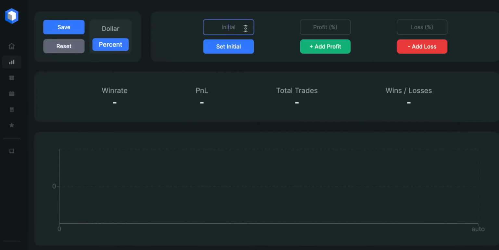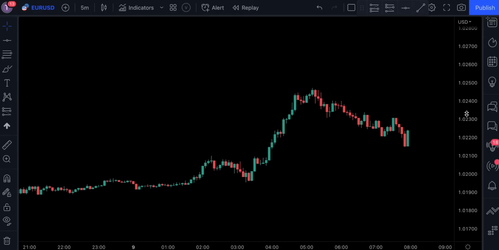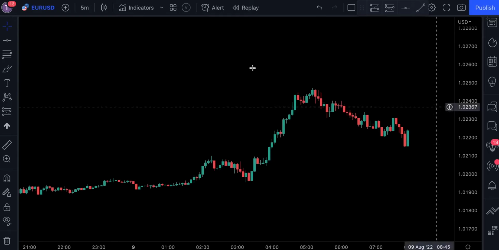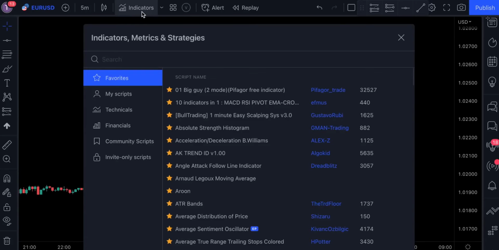For my backtesting, I will set my initial account size at $1,000 with 1 to 1.5 risk-reward ratio. Alright, we're currently looking at the price of Euro USD on a 5-minute time frame, and this strategy consists of 3 indicators. For the first indicator, let's add Fu Manchu Cipher B plus divergences.